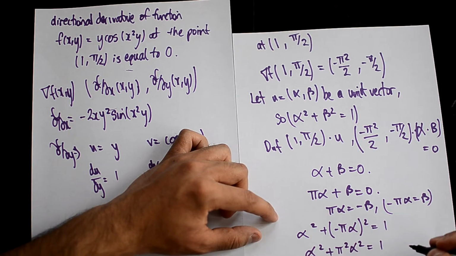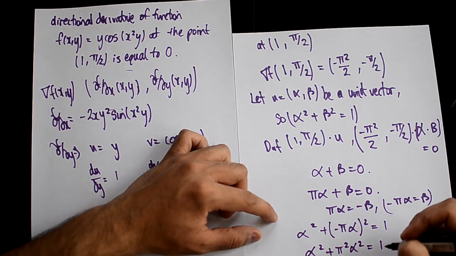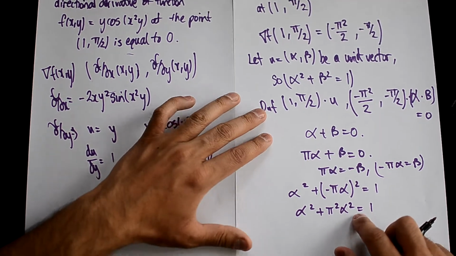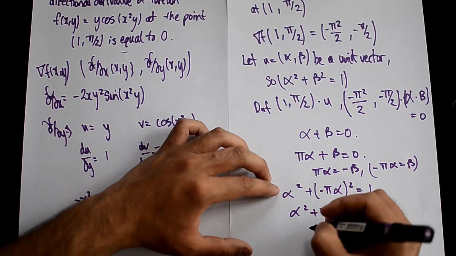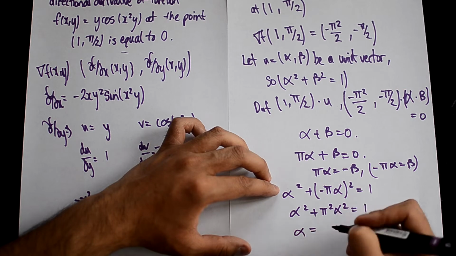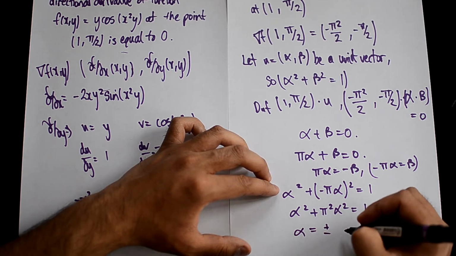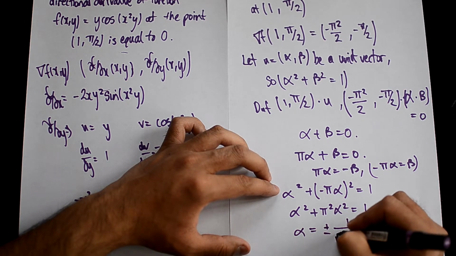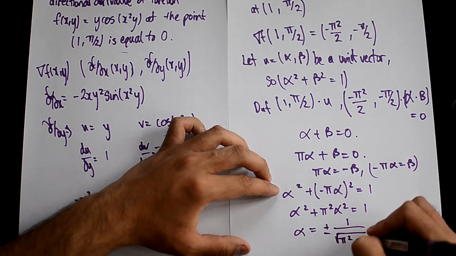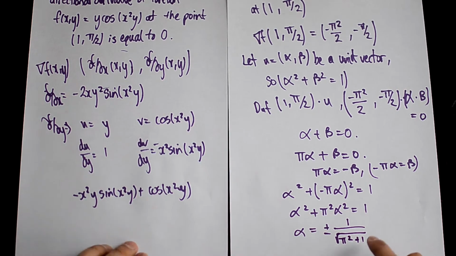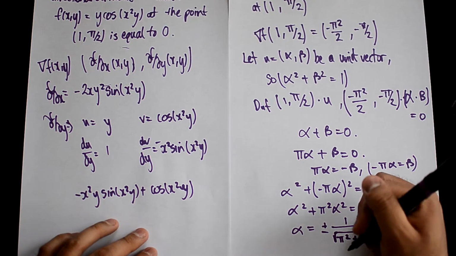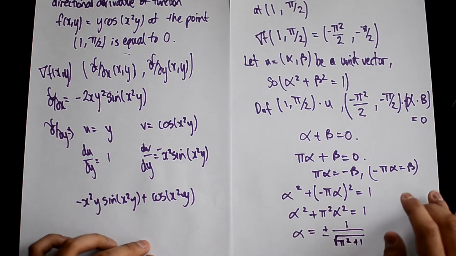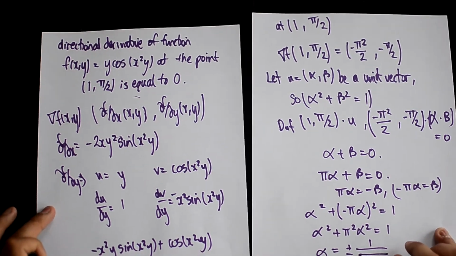And then if I keep rearranging this, I'm going to skip a step because I think the video is getting on. And you should rearrange it to get alpha equals plus or minus 1 over root pi squared plus 1. Now you have your value for alpha. You can plug this value for alpha back into here and get your value for beta. But it worked in the exact same way.